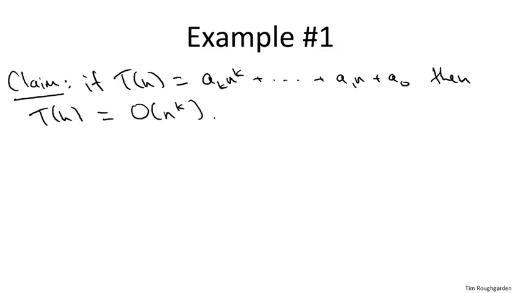As far as what this claim is saying, it's just saying big O notation really does suppress constant factors and lower order terms. If you have a polynomial, then all you have to worry about is what is the highest power in that polynomial, and that dominates its growth as n goes to infinity.